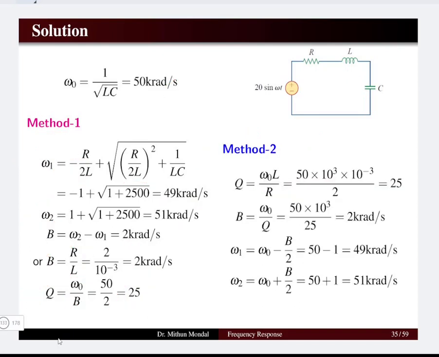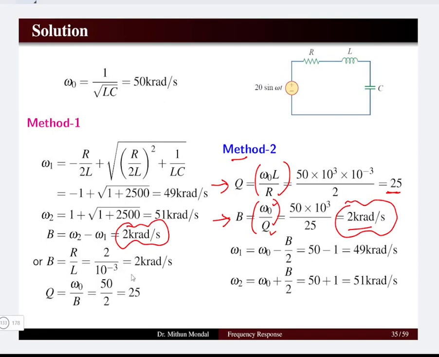The second method to obtain the solution is going from the quality factor directly. Omega naught L by R is 25, which is the quality factor of the network, and the bandwidth B is omega naught by Q. Once we have the Q value and omega naught, we get B as 2 kiloradian per second. So the bandwidth we get from the half power frequencies and from the quality factor are the same. Then we obtain the half power frequencies omega 1 and omega 2 by subtracting and adding half the bandwidth to the resonant frequency. We get 49 and 51 again as the same solution.